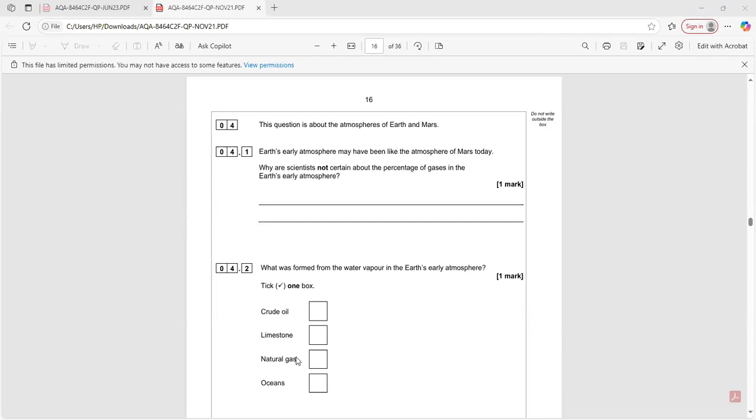Okay, so the last question we're considering is, what was formed from the water vapor in the Earth's early atmosphere? Okay, obviously, we know it's oceans, right? Oh, yes. Yes, it's oceans. Okay, so yeah, we did a good job. I think you would be able to take it up from here.